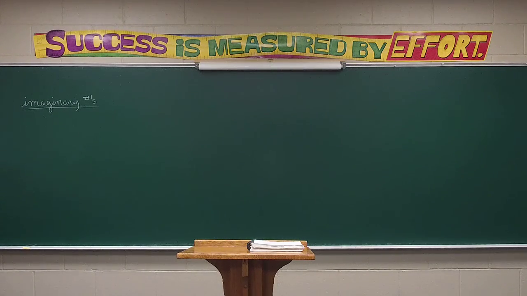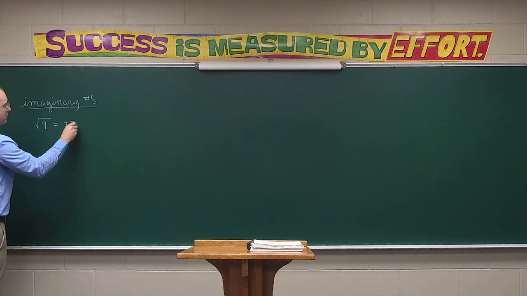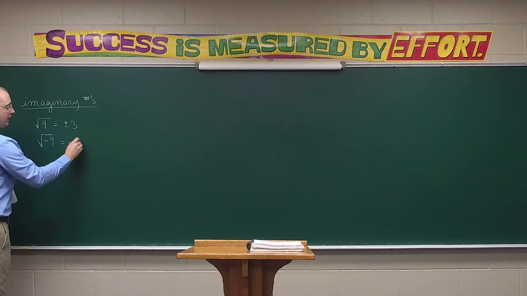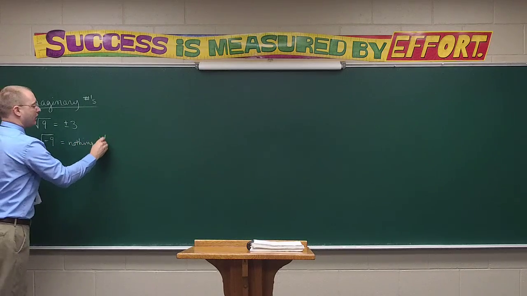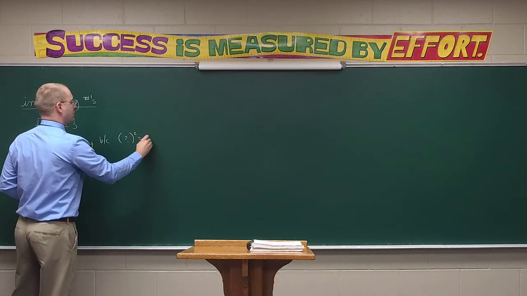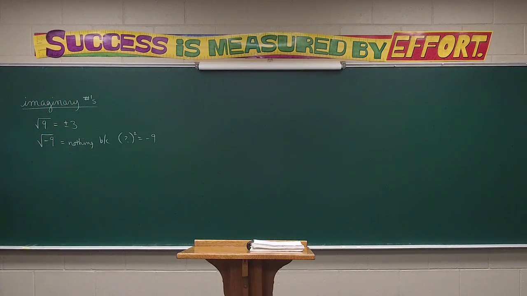Basically, we know the square root of 9 would technically be two values, both positive and negative 3, right? Whereas the square root of negative 9 we said equals nothing. There's nothing that you could square to get a negative 9. And so it was just said that you cannot take the square root of a negative. It's impossible.